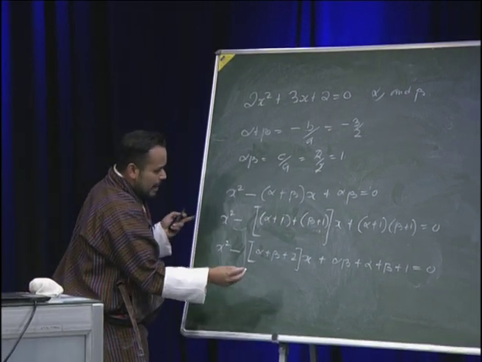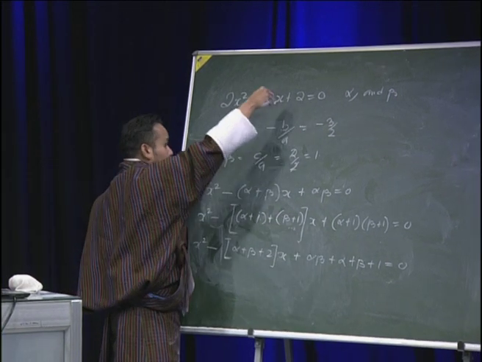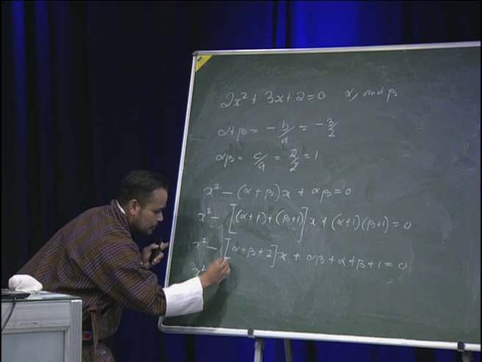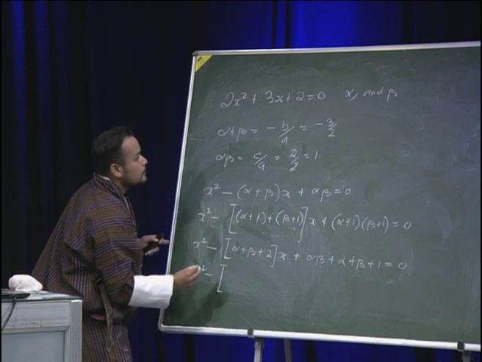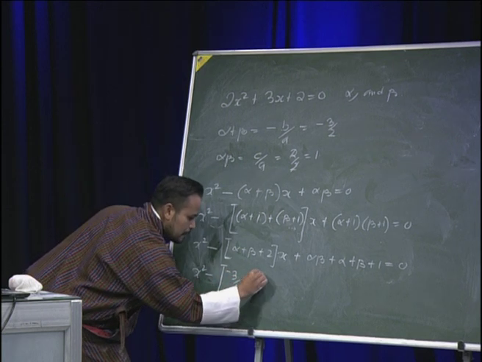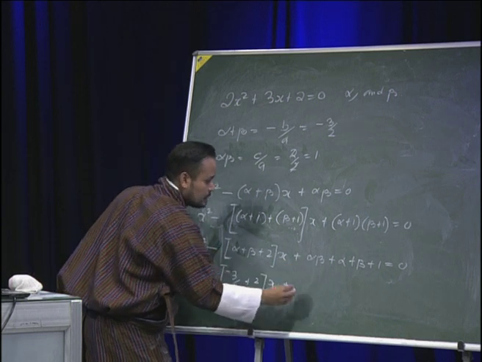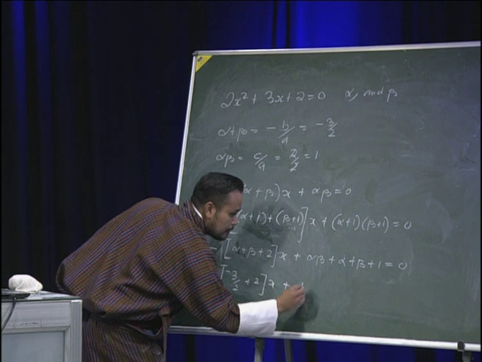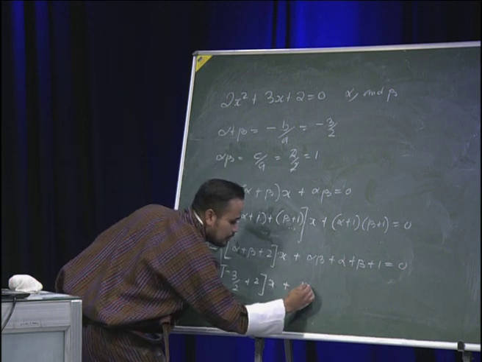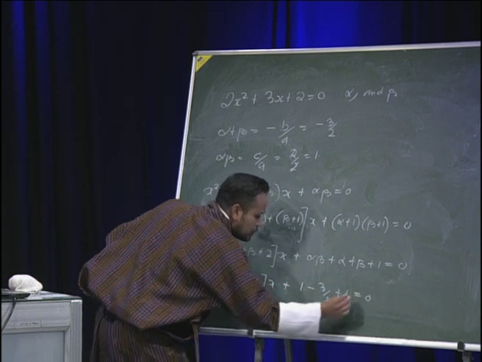Now I found the values of alpha plus beta and alpha times beta already from the given equation. Therefore, x² minus (alpha plus beta, which is negative 3 over 2, plus 2) x plus alpha times beta, which is 1, plus alpha plus beta, which is negative 3 over 2. So I have to write minus 3 over 2 plus 1 is equal to 0.